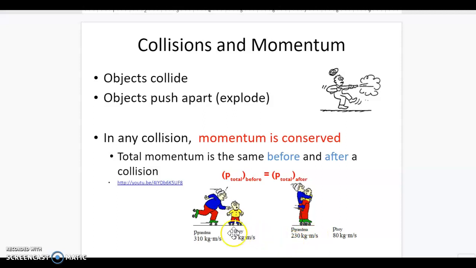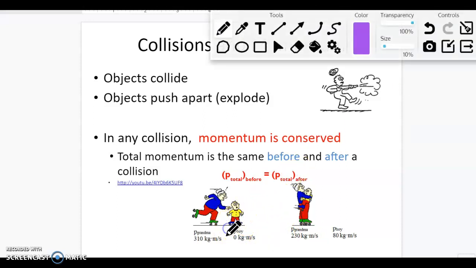But if we compare the momentums from before and after, we can add up these amounts, and we end up with something like this. Before, the total momentum is 310, because 310 plus 0. Afterwards, if we add these momentums up together, we have 230 plus 80, and we end up with the same number. So we say that the momentum is conserved between the two sides. Whatever momentum you had on one side equals the momentum you had on the other side.